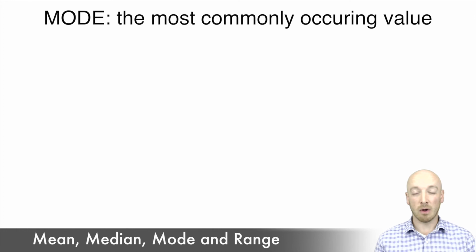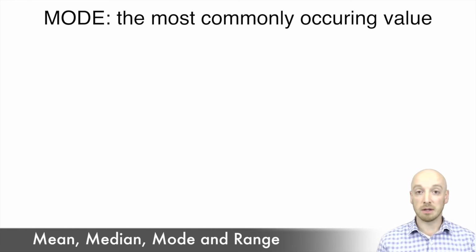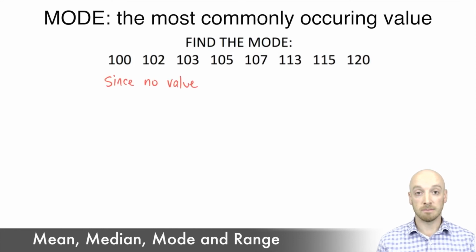And it's possible, although unlikely if they're asking you to find the mode, that there's no mode at all, meaning no value repeats in a distribution.